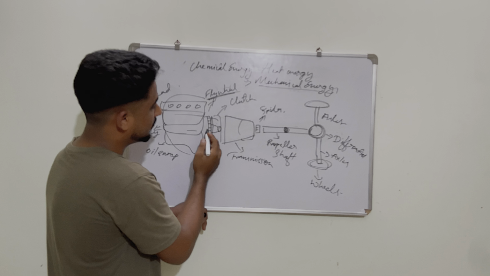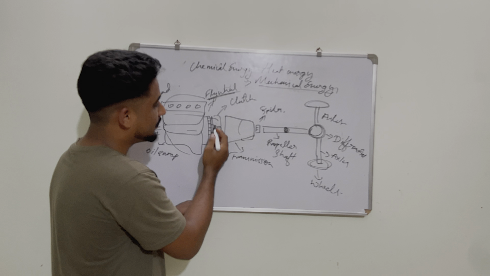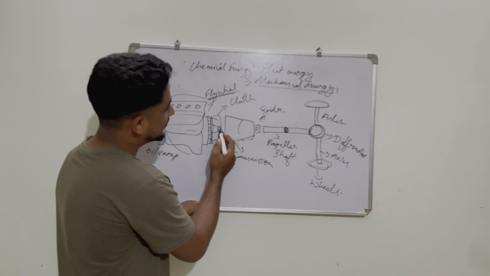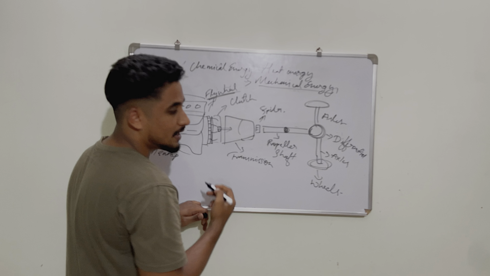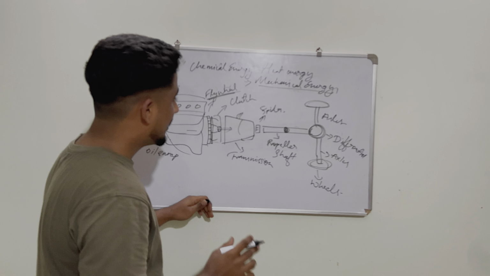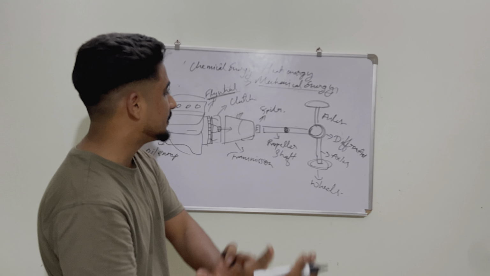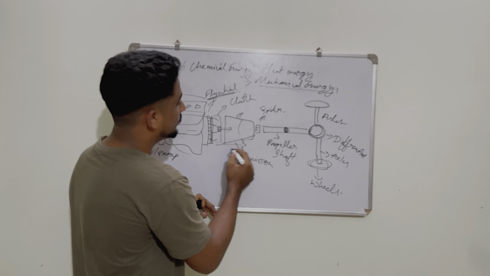The engine transmits to the flywheel, then it goes to the clutch. The clutch engages and disengages the engine power. Then the engine power is directly transmitted to the transmission. What is a transmission? The transmission varies the speed and the torque, and it supplies them to further mechanical systems. So from here the energy moves to the transmission.